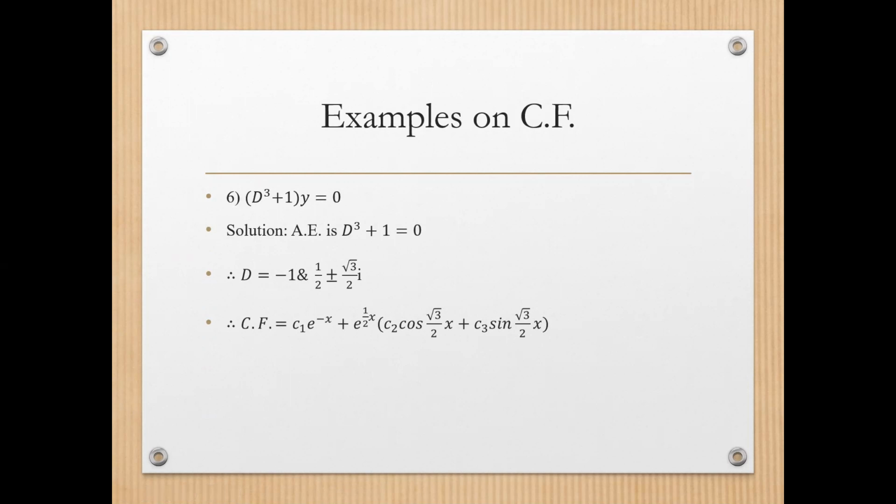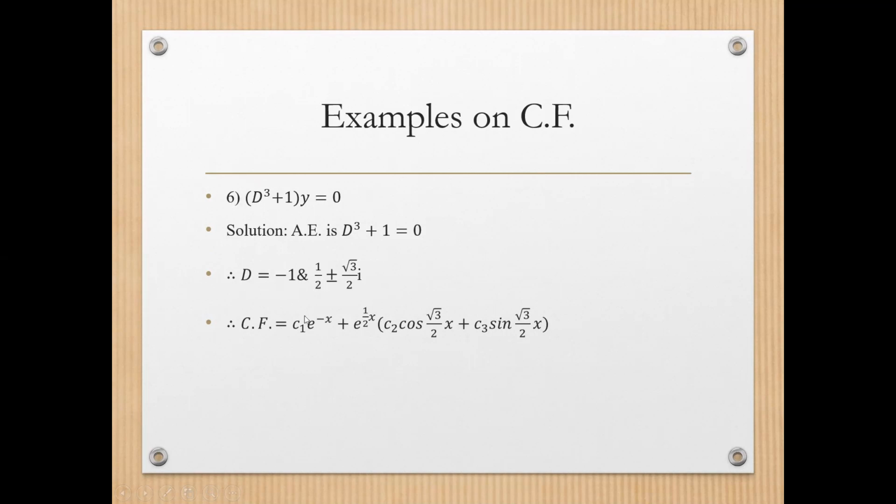See one more example related to finding the complementary function. Example number 6: (D³ + 1)y = 0. Its auxiliary equation is D³ + 1 = 0. Find its roots. This is a polynomial in D, and it has exactly 3 roots. What are the roots? D = -1 and 1/2 ± (√3/2)i.